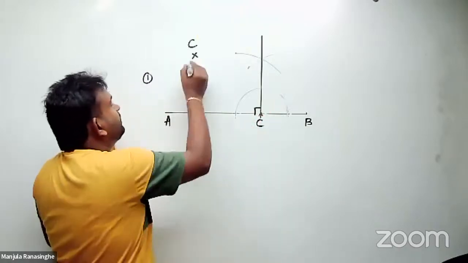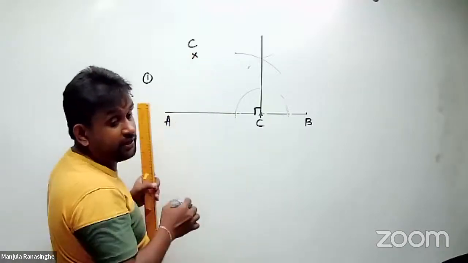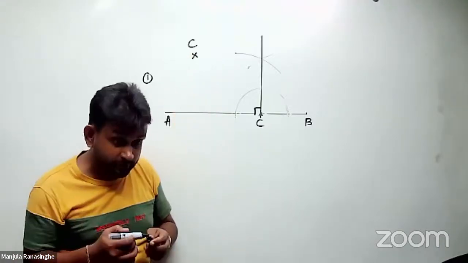Okay. Then the second part, from the point you are drawing a perpendicular to the AB line. So that is how you do.